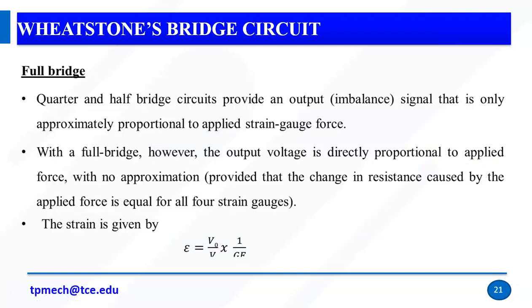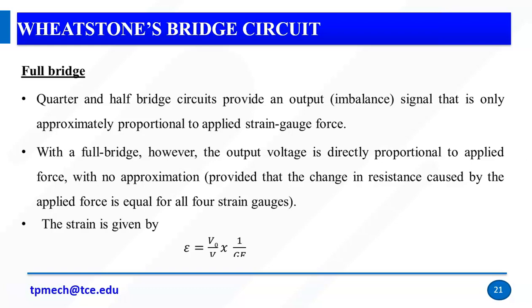Quarter and half bridge circuits provide an output signal that is only approximately proportional to the applied strain and gauge factor. So this is one of the limitations. But with the full bridge, the output voltage is directly proportional to the applied strain, because all the resistances are active. Which means we change everything, so I get an exact, directly proportional output. So we can ensure there is no approximation, provided that the change in resistance caused by the applied force is equal for all the strain gauges.